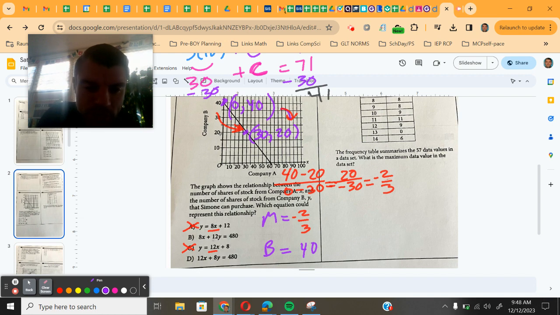Okay, so if I do 480 divided by 12, what's that get me? If I do 480 divided by 8, what's that get me? So 480 divided by 12 is going to be 40. I know the answer must be D. I know we didn't learn how to convert into slope-intercept form, but you could solve for y there.